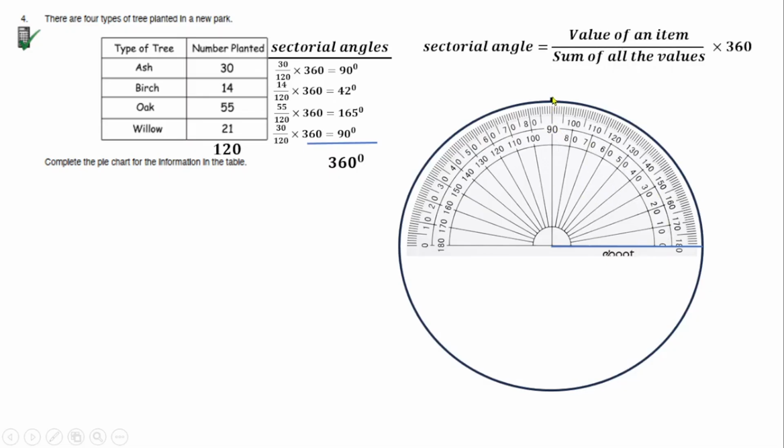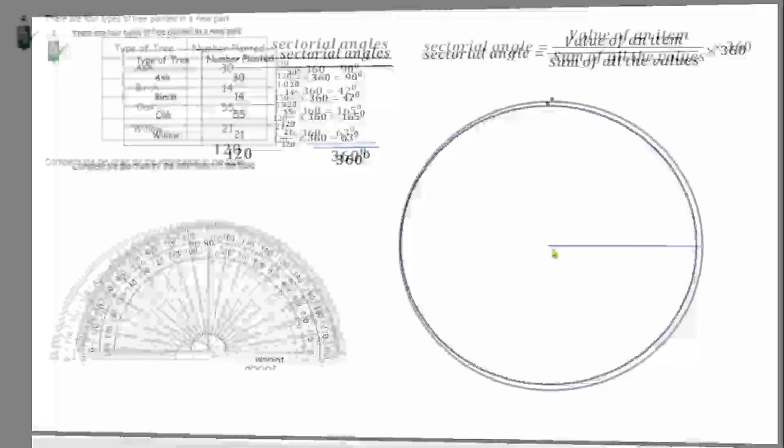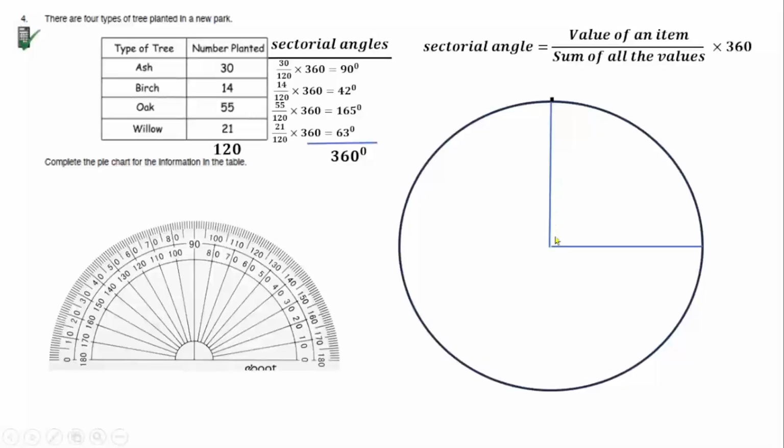Then use your pencil and your ruler to draw a straight line to the center of the circle. So that gives us something like this, as you can see, and this whole angle here will be 90 degrees, as you have it there, and that will represent hash.